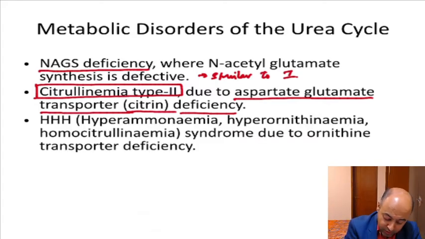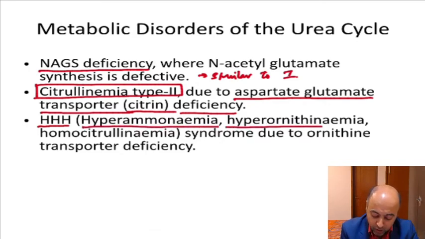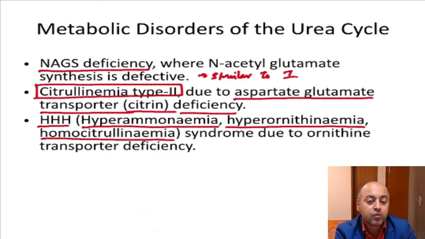Lastly, we have what is known as the triple H syndrome. In triple H syndrome, we have hyperammonemia, hyperornithinemia, and this ornithine gets converted into homocitrulline. So we get homocitrullinemia.